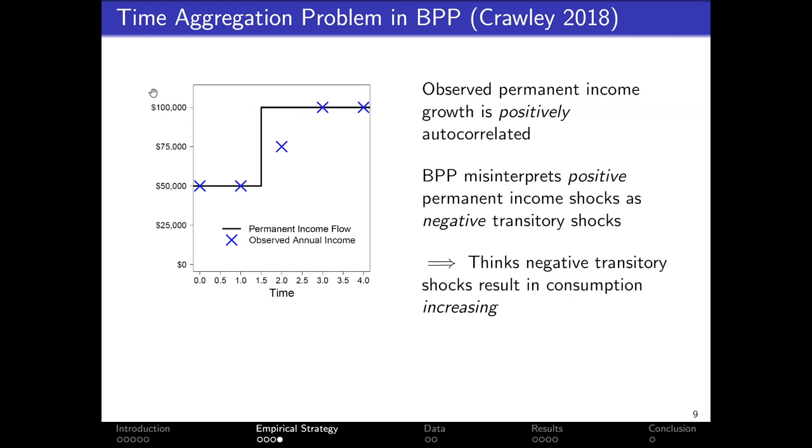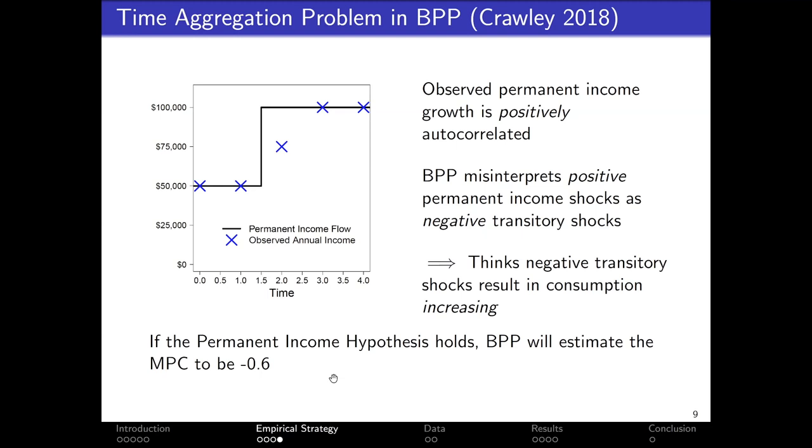And this ends up actually being a really big problem, because observed permanent income growth is positively autocorrelated. So BPP misinterprets permanent income shocks as negative transitory shocks. And so in fact, if the permanent income hypothesis were true, so there'd been no response at all to transitory shocks in reality, the BPP method would estimate the response to be minus 0.6. So it's a really, really large bias that comes through this time aggregation problem. So that's why we have to write this all down in continuous time, and we get very different results to BPP as a result. And our results are very much in line with, so we get much, much higher MPCs than BPP, very much in line with the natural experiment literature, and when you ask people how much they're going to spend.